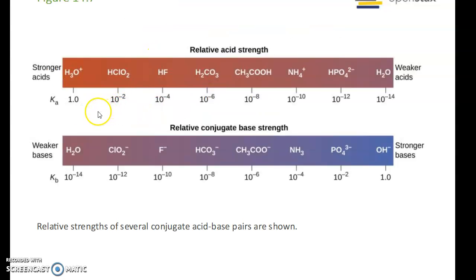Here are some relative strengths of the different acids and the relative conjugate bases, okay. And this is HClO2, and you see that it works just the opposite way. Acid strength is inverse to base strength, okay. So this is a stronger base, this is the weaker base. This is the stronger acid, these are the weaker acids.